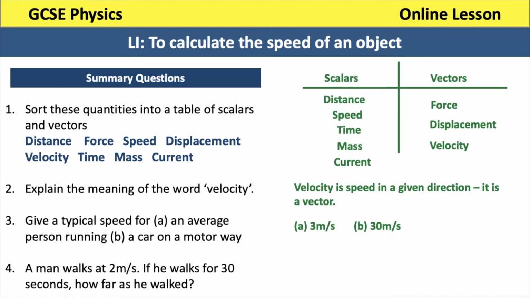Question number 4, a man walks 2 metres per second, he walks for 30 seconds, how far has he walked? We want to work out the distance, so we would use the equation speed is equal to distance divided by time, but we would rearrange it using a triangle, and when we do that we would do 2 times 30 to get the correct answer of 60 metres.